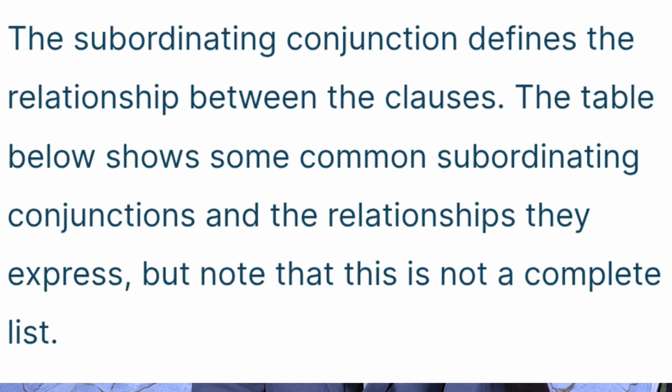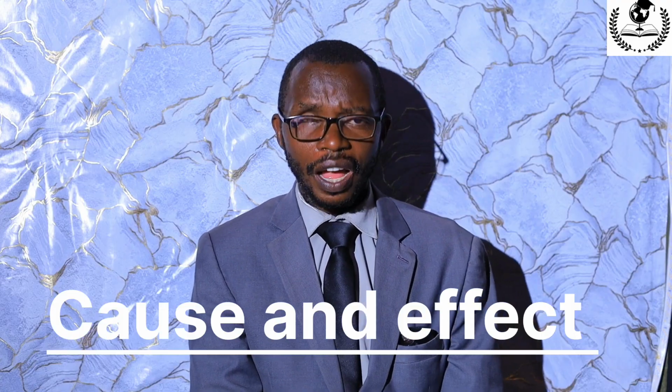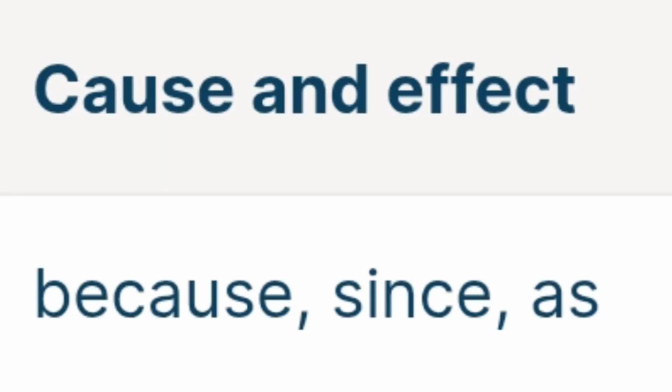The subordinating conjunction defines the relationship between the clauses. The table below shows some common subordinating conjunctions and the relationships they express. But note that this is not a complete list, so I have selected important expressions. Let us look at those expressions that express cause and effect. I have selected for you because, since, and as. Those three conjunctions refer to cause and effect.